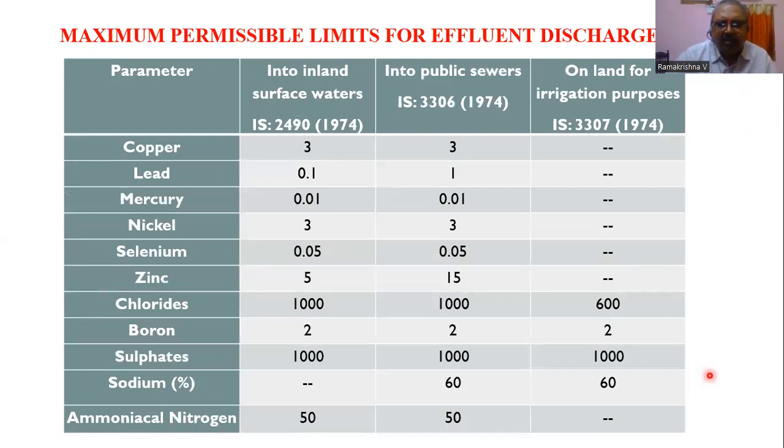Wastewater treatment and particularly the disposal values should always be based on these particular parameters. Looking at this, the chlorides should not be more than 1000 milligram per liter when wastewater is disposed into inland surface waters, but when disposed on land for irrigation purposes, it should not be more than 600 milligram per liter. So this is all about this video.